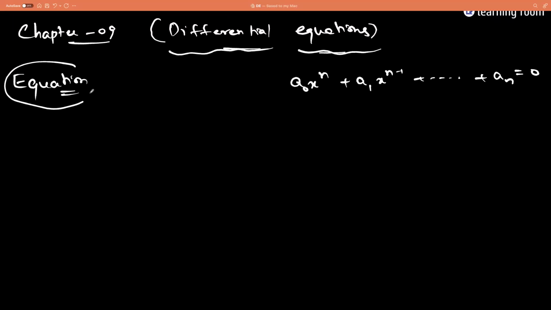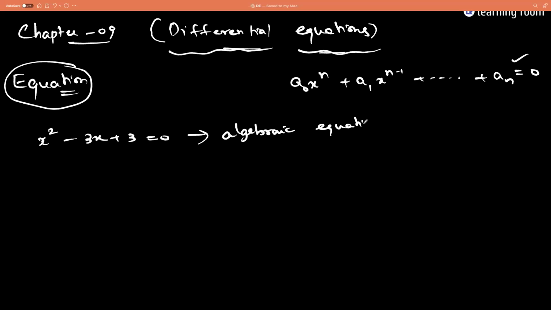So basically, what does an equation have? An equation has an equal to symbol, right? Suppose I write something like this: x square minus 3x plus 3 is equal to 0. Then this is called an algebraic equation, or I can call it a quadratic equation. Okay. If I replace x with sine, so sine square x minus 3 sine x plus 3 is equal to 0, then this will be called a trigonometric equation.